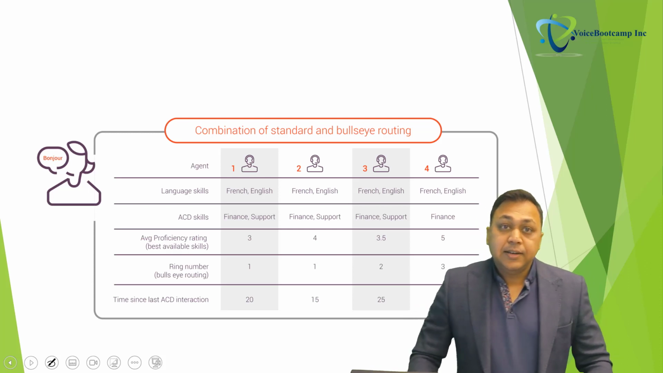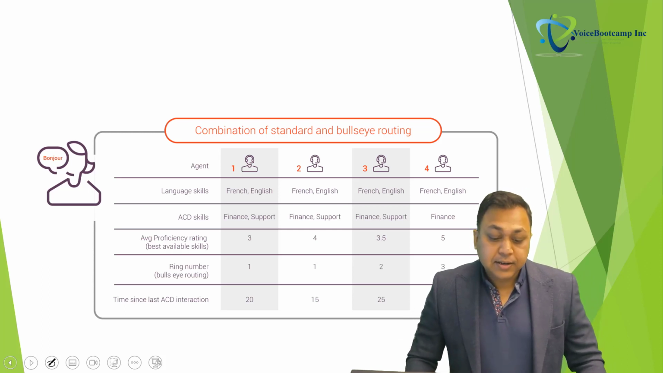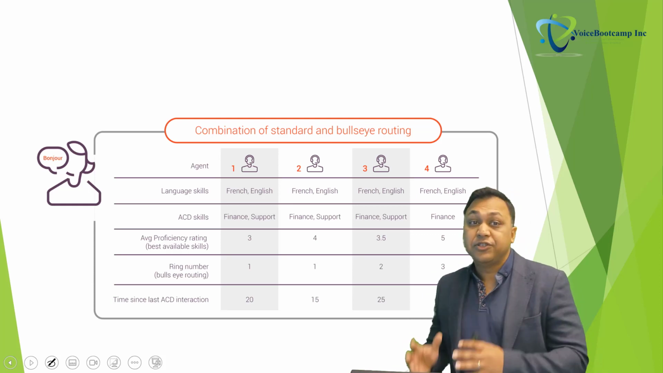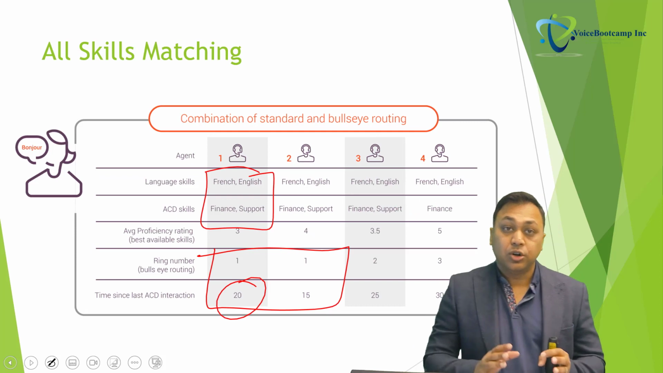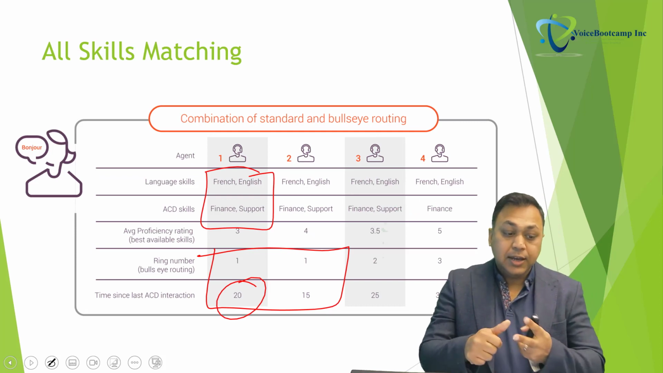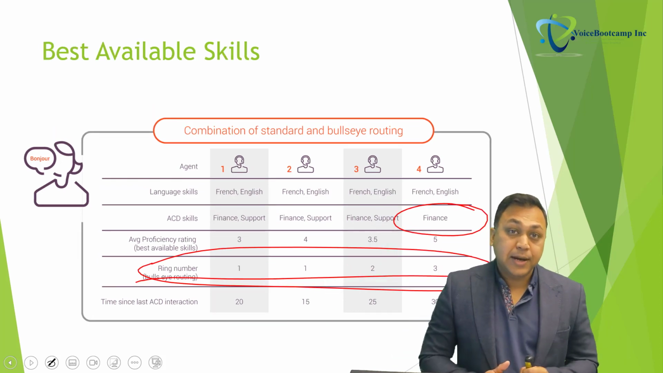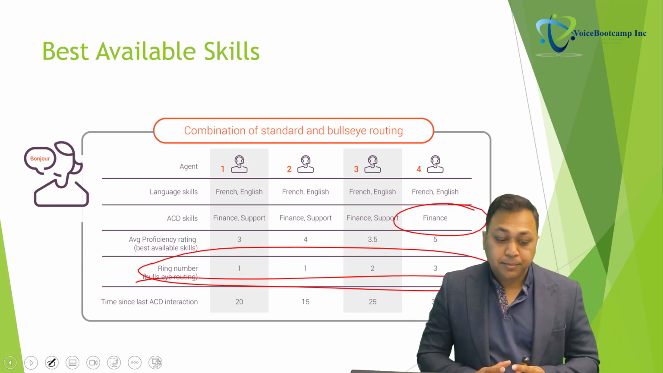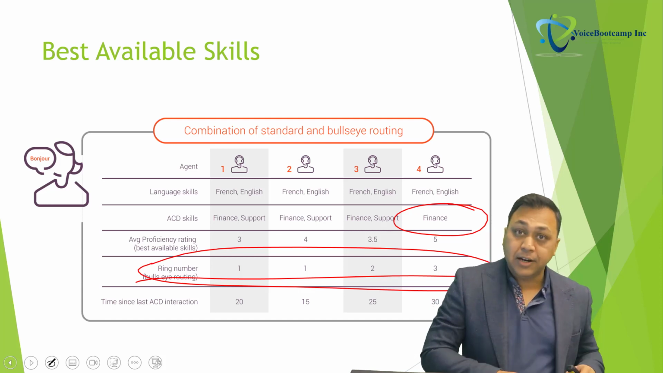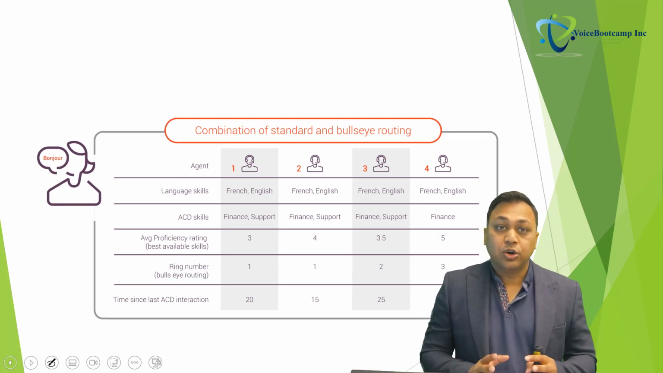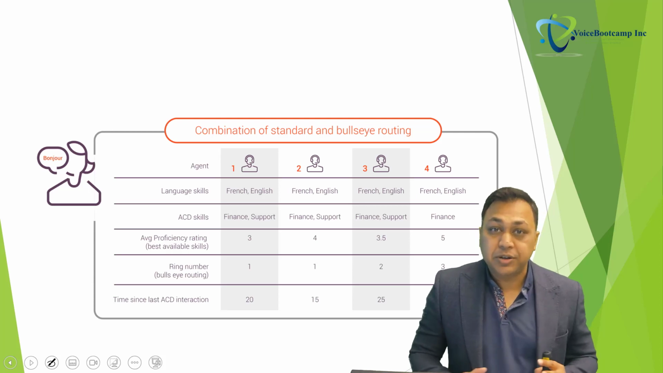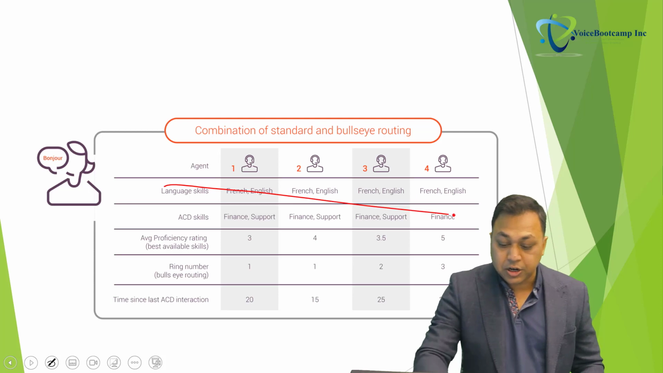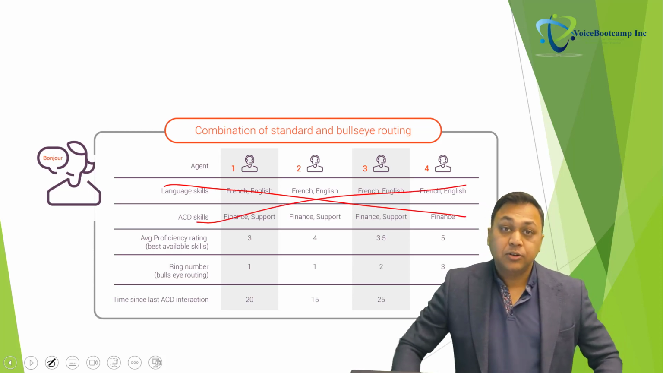Now, when you're combining, for example, the standard and bullseye, but this time you are disregarding the skills. So here we're saying, look, all skills matching and best available skills matching means we're going to take the skills into consideration, but we're also going to look at other factors. But here we're saying, look, we don't care about the agent skills. We don't care what skills they belong to. Okay, so now we're not going to worry about this. What will be the selection?